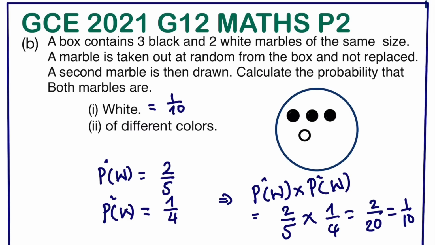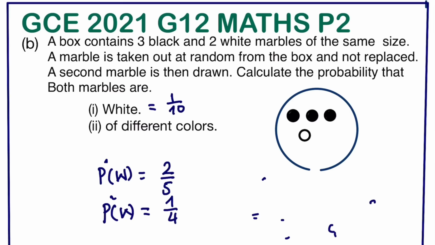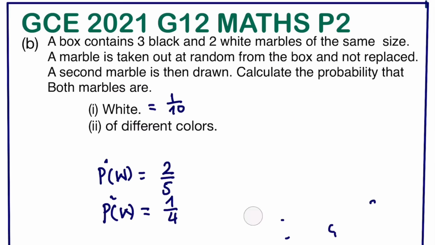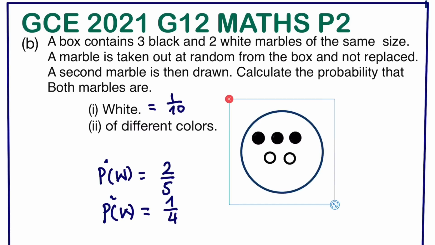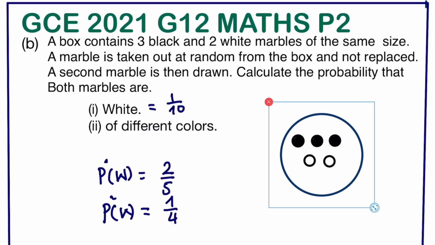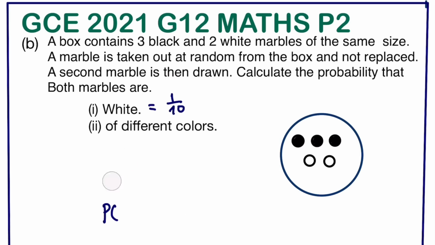So let's move to the next question. The next question is if both marbles are of different colors. So let's see when both marbles are of different colors. For both marbles to be of different color, we have to choose. So we can have the probability of white times the probability of black.